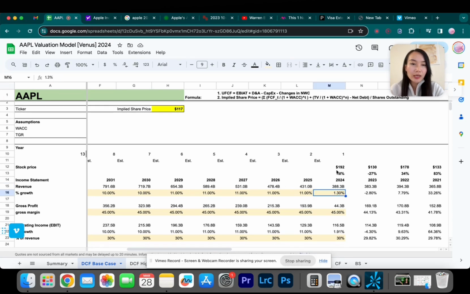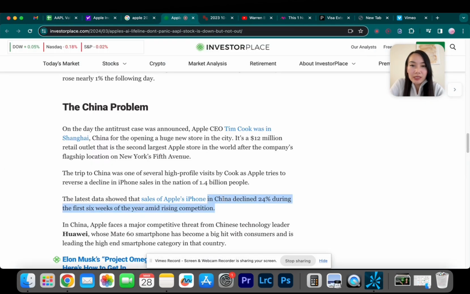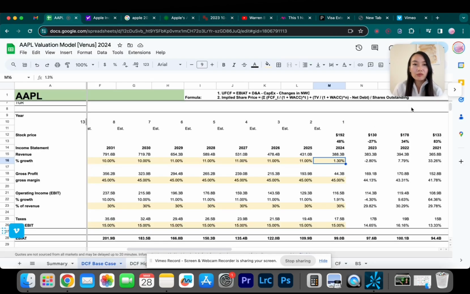And for the revenue growth, in 2024, Apple is mostly looking at a flatlining revenue growth, and that's primarily because of the decline in China's sales. So from this article that you can see, China's sales declined 24% from the first 6 weeks of the year. And how does that translate into revenue? If you look at China's revenue compared to its total revenue, China is about 20% of Apple's overall sales. So a 24% decline over a 20% share, that's roughly 5% of the overall impact for Apple's revenue. So this year, even for Apple to maintain a 1.3% growth, Apple will have to grow much higher in the other areas to compensate for that 5% decline in the Chinese market. So that's a basic assumption for 2024.